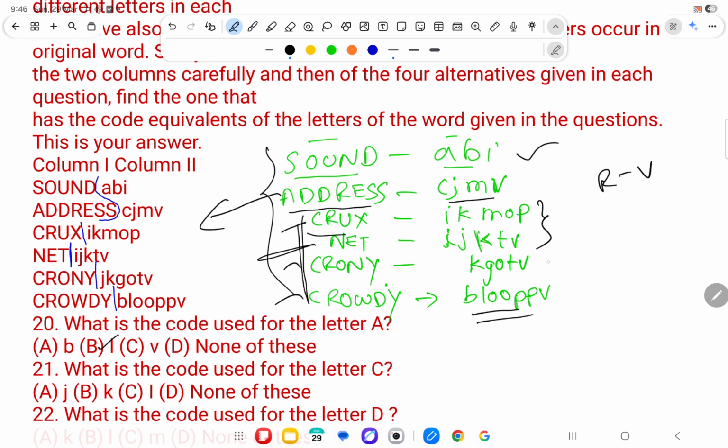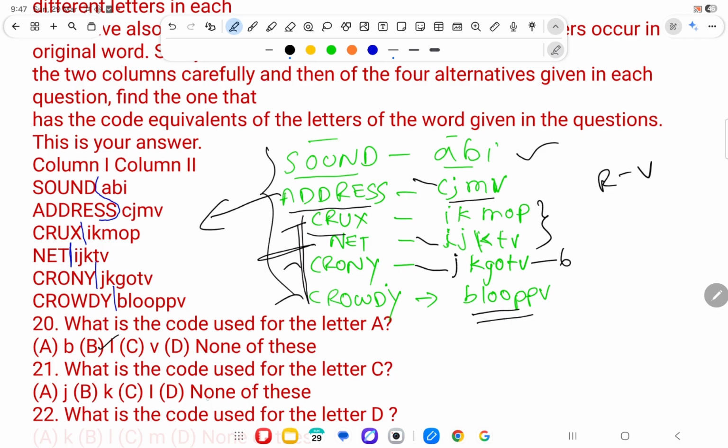Something we missed. JKGOTV. Here J must be. JKGOTV, so it is again 6 letters. So which is repeated? J. Yes, see that, J is repeated.